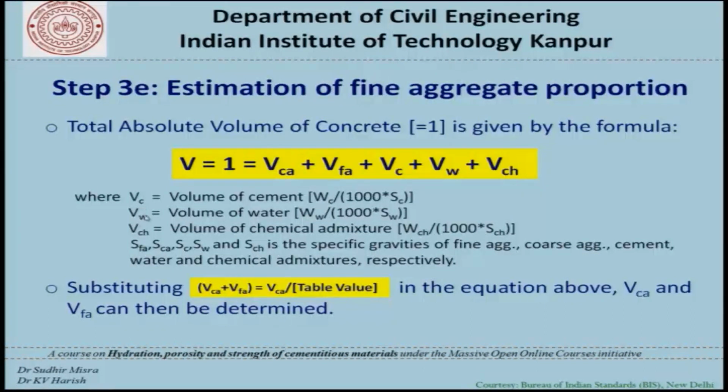Now, VC, VW, VCH can be determined if we know the weight of cement, water and chemical admixture that are used, and if we know the specific gravity of cement, water and chemical admixture. So if we know all the specific gravities and the weights, we can find out the volume of cement, water and chemical admixture. Remember that we do not have the volume of VCA plus VFA, and for this we have to substitute the values that we got from the previous table. So substituting VCA plus VFA equal to VCA by table value in this equation above, VCA and VFA can be determined, with weight percentage.